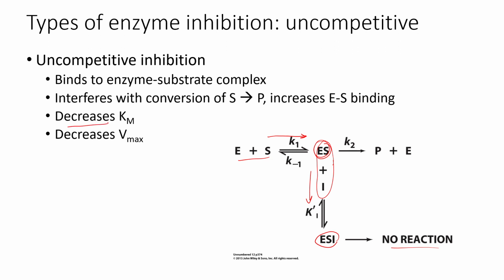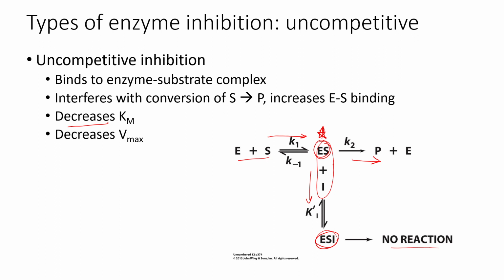Because we see this apparently stronger binding of enzyme and substrate, because we have more of this enzyme substrate complex that's being made. It's just that a lot of it is then shunted over to make this enzyme substrate inhibitor complex, which is going to prevent this part of the reaction from happening, right? And so again, that's going to result in a decrease in Km, because we're going to need less substrate concentration to form that same amount of enzyme substrate complex.